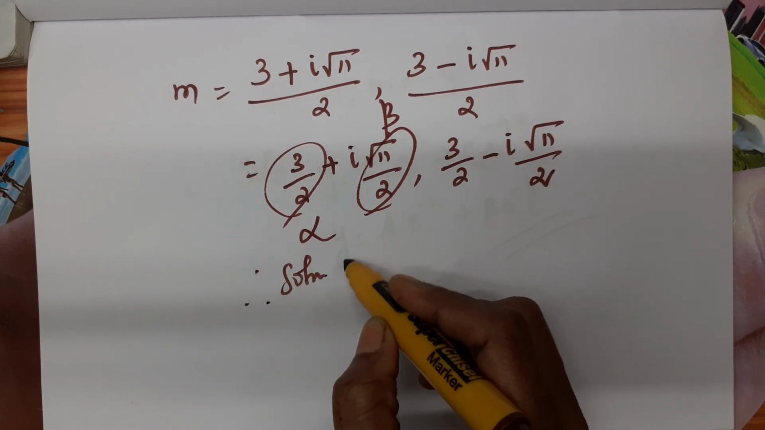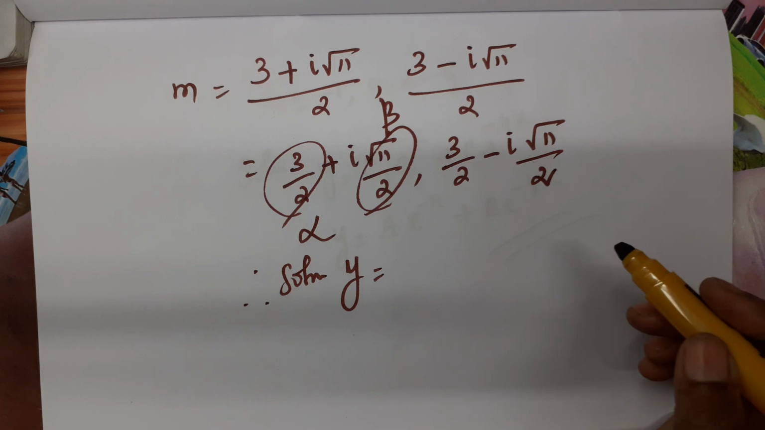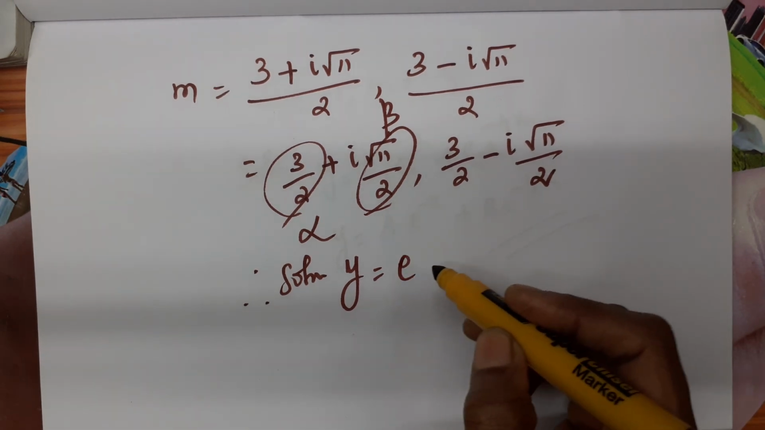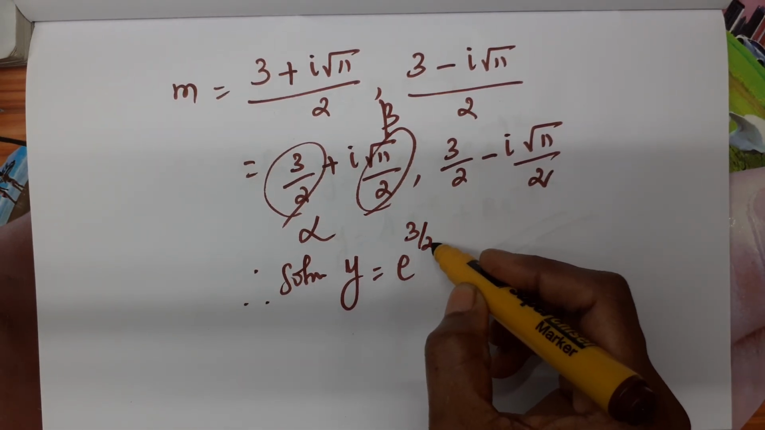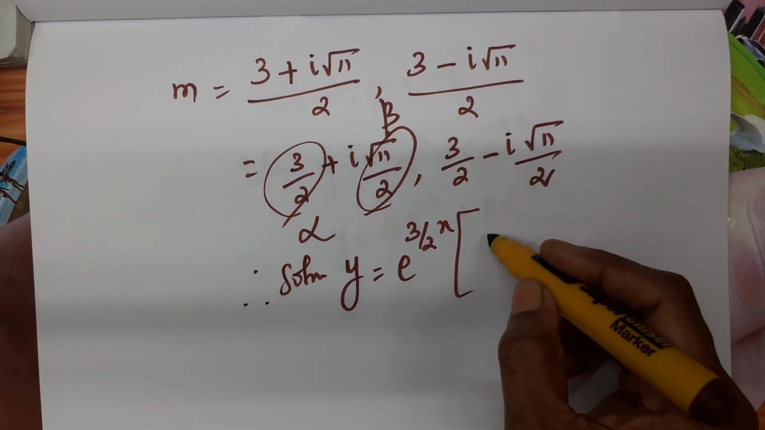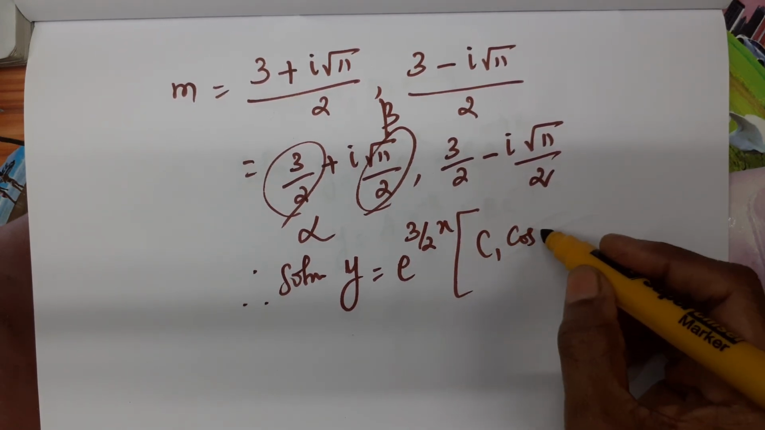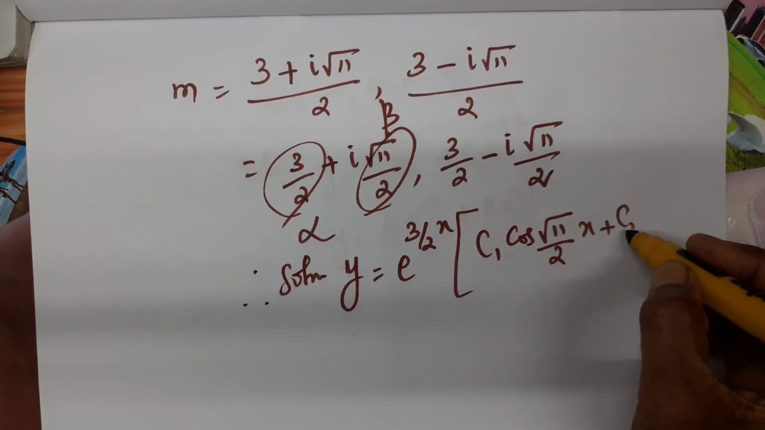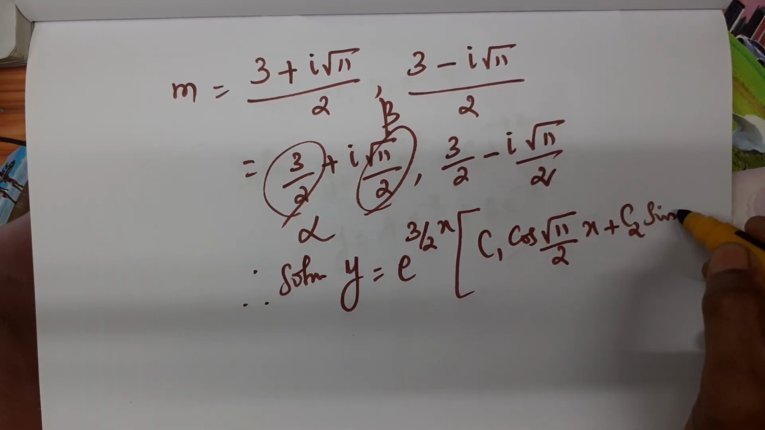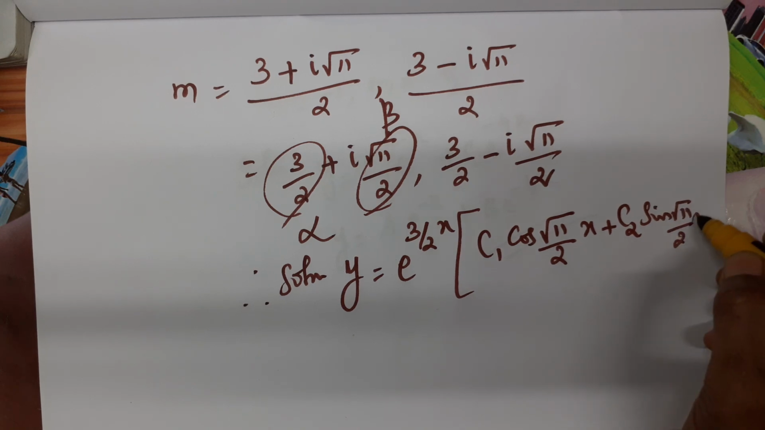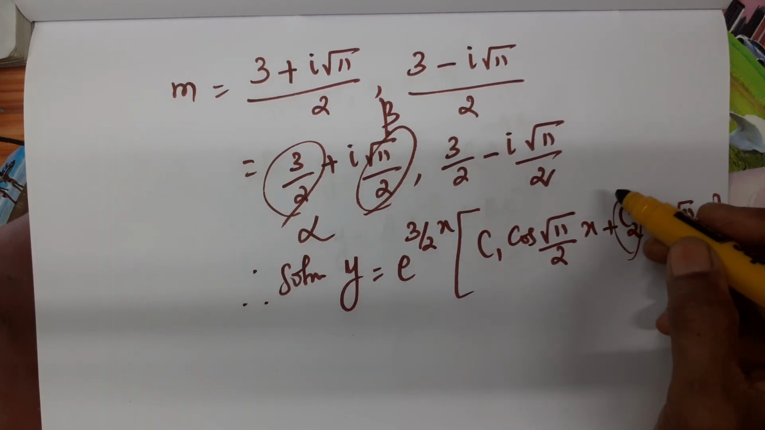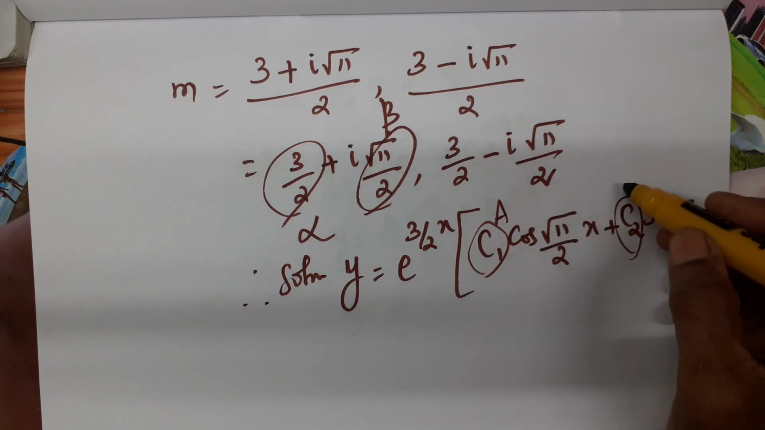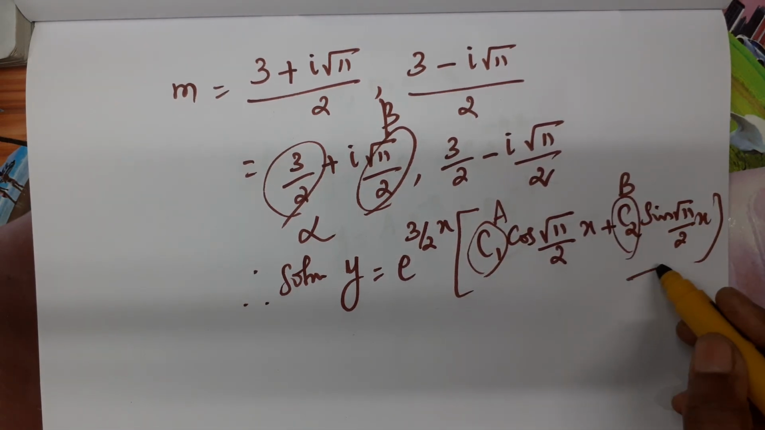Therefore, the solution is y is equal to, what's the formula? e power alpha x. So e power 3 by 2 into x into c1 cos beta, beta is root 11 by 2 into x, plus c2 sin root 11 by 2 into x. For c1 and c2, as usual, either you can use c1, c2 or a, b. So this is the solution.